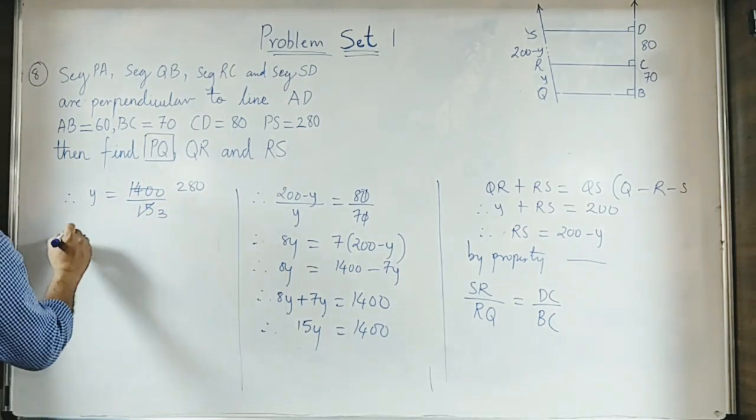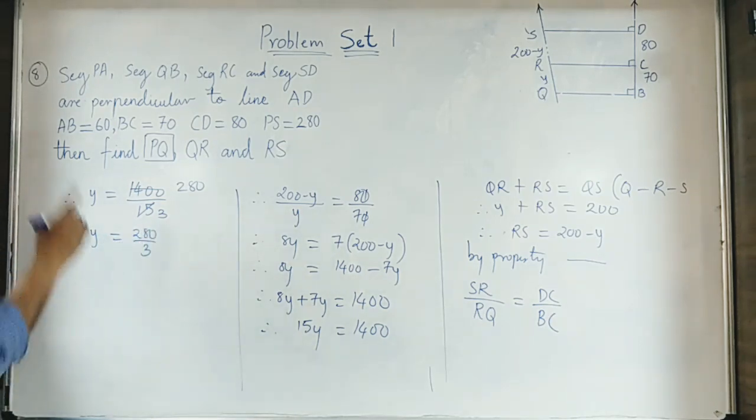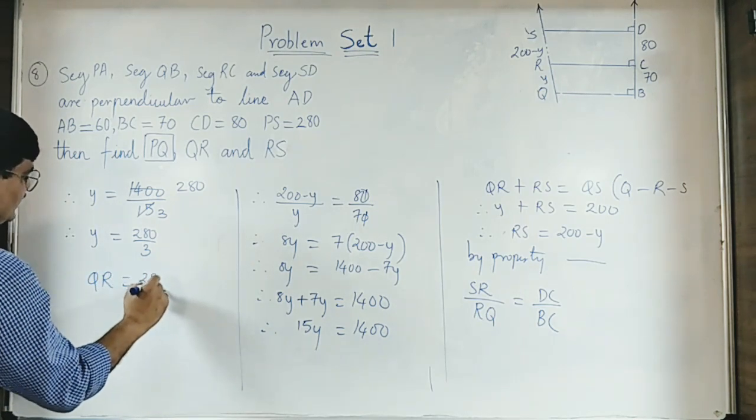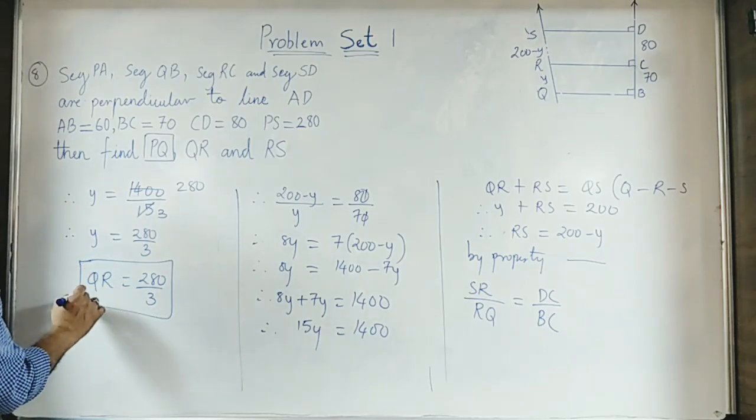Okay students, therefore you will be getting y is equal to 280 upon 3. That means we got the value of QR. So the value of QR is 280 upon 3. Don't divide it further. The answer in the textbook is also given the same way. Keep it as it is.